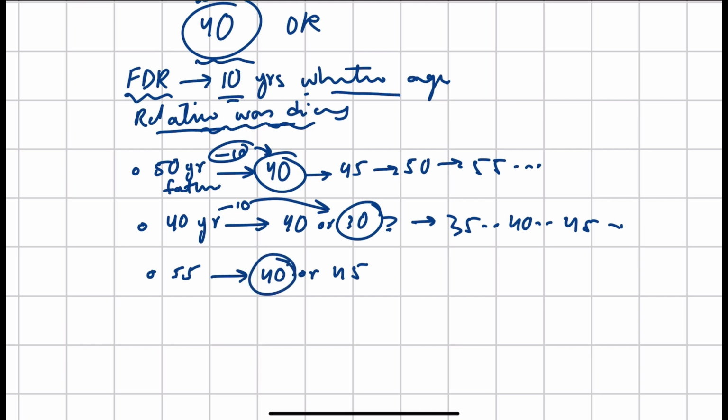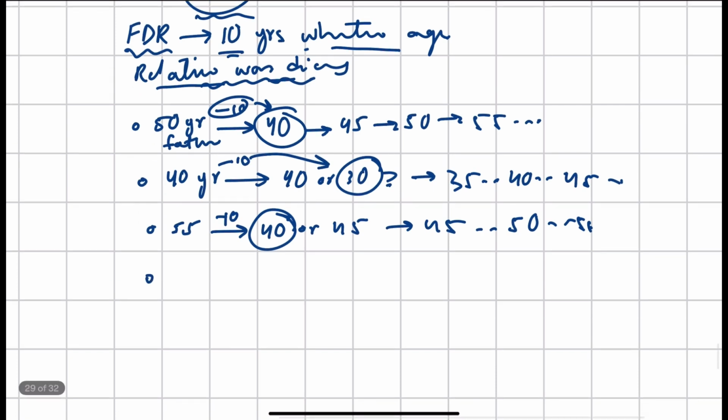40, because 40 is closest to the age. We just want to be cautious in this case. Whatever is the closest to the age of the kid, we will go for that. So 45 is further away than 40. Even though 55 minus 10 is 45, we'll go to 40 because 40 is the earliest that we could do the colonoscopy. And then we will do it at 45, and then 50, and then 55.